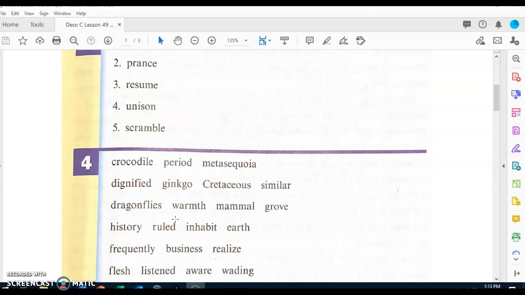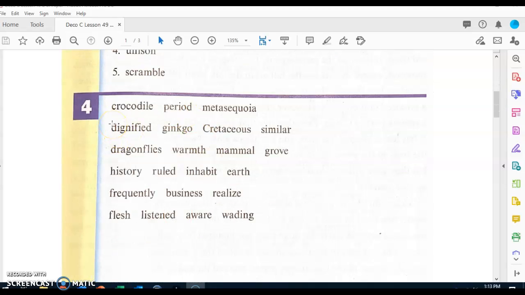Let's go ahead and start with part number 4. Everybody should be touching the first word. First word. What word? Crocodile. Next word. What word? Period. Next word. What word? Metasequoia. Next word. What word? Dignified. Next word. What word? Ginkgo.